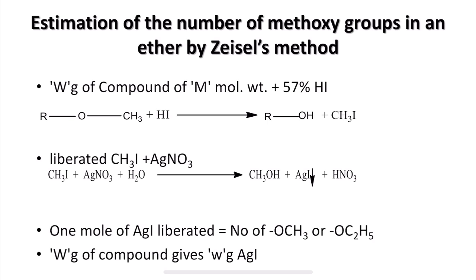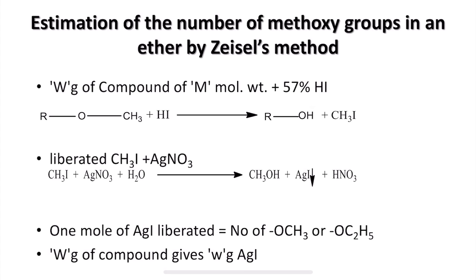To estimate the number of methoxy or ethoxy groups in an ether by Ziesel's method, we take a known mass of W g of the compound. W is a known mass, say for example 1 gram. 1 gram of ether of molecular weight M, say for example 50, is taken and treated with 57% hydrogen iodide.